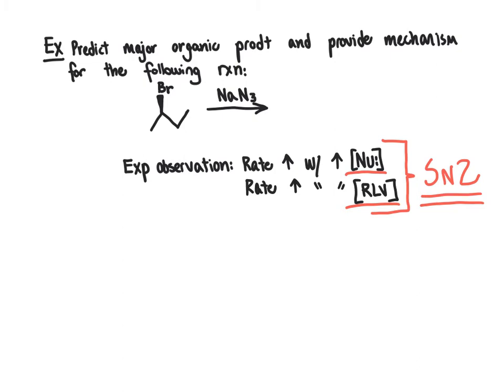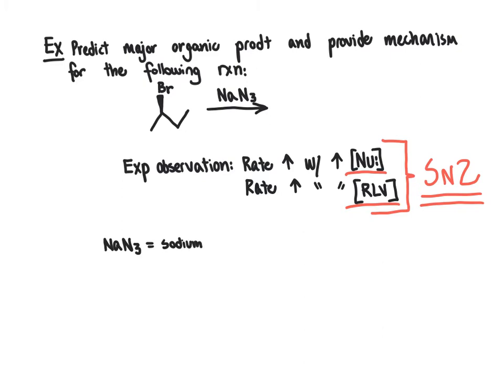So, all right, let's go ahead then with our SN2 mechanism for this reaction, now that we've established that it must be SN2 rather than SN1. And in order to draw the mechanism for this, we need to know what in the world we're dealing with when we talk about sodium azide. NaN3 is known as sodium azide.